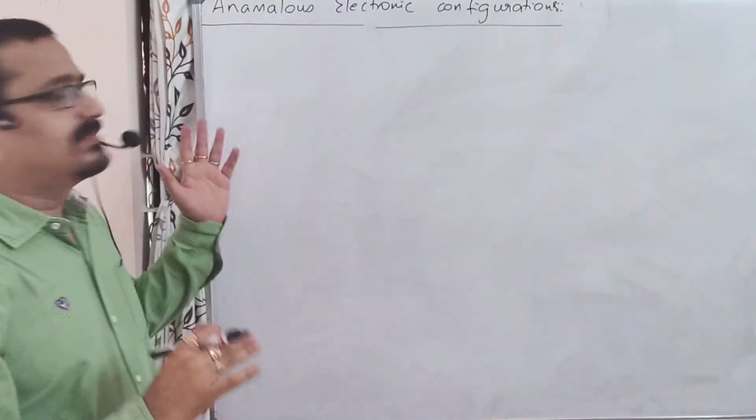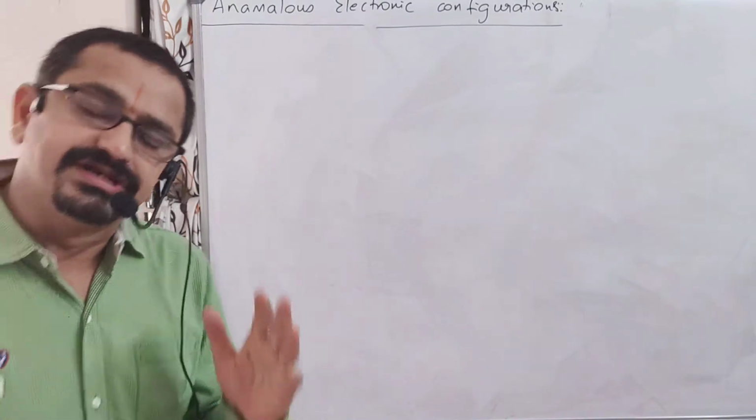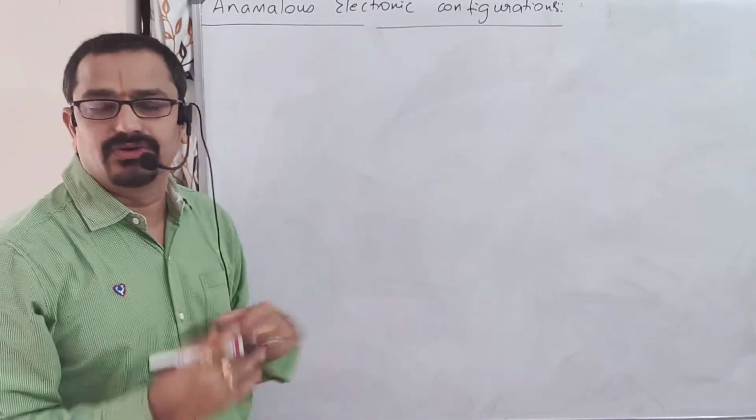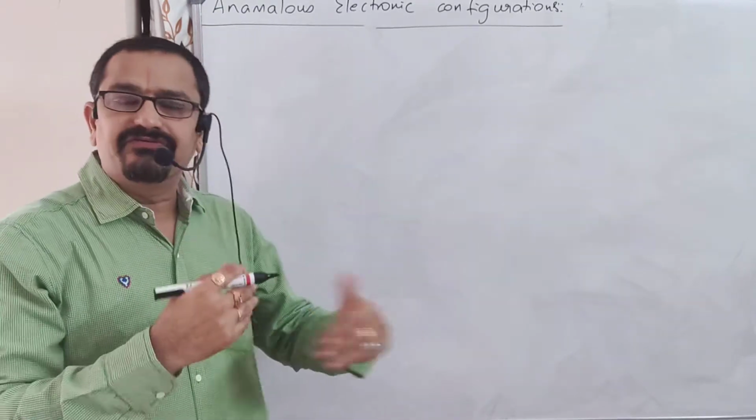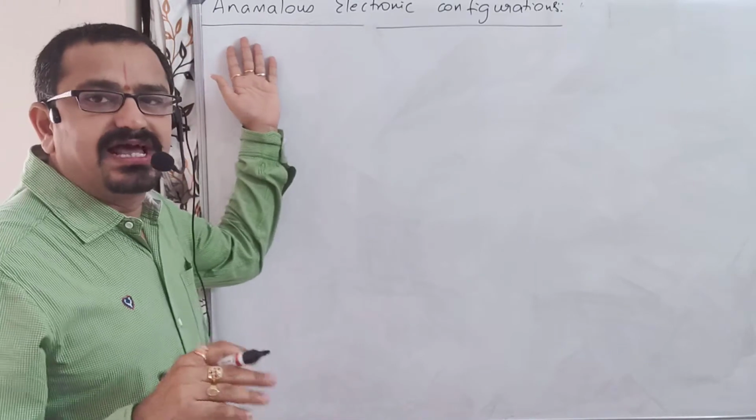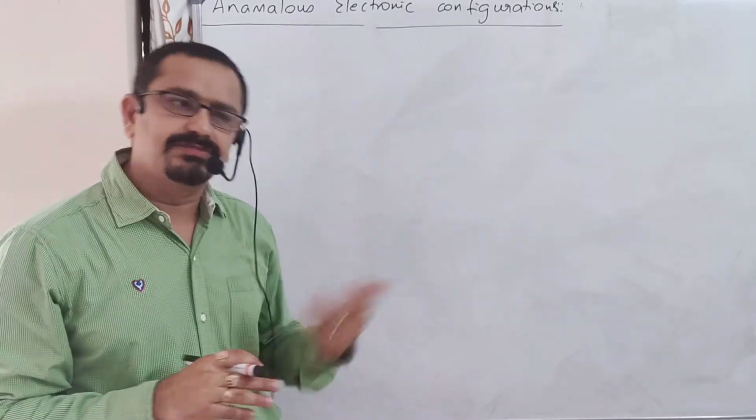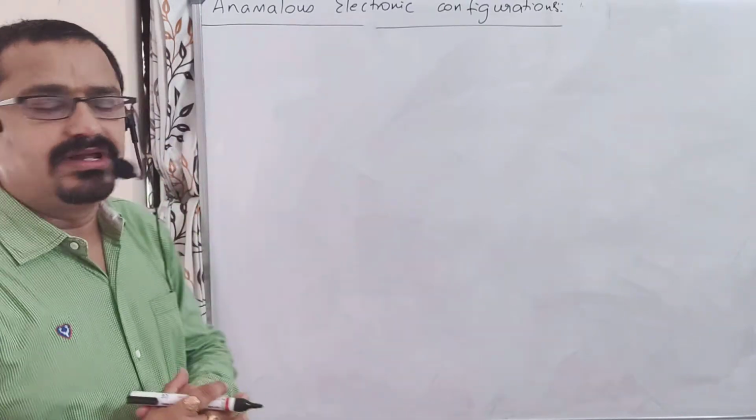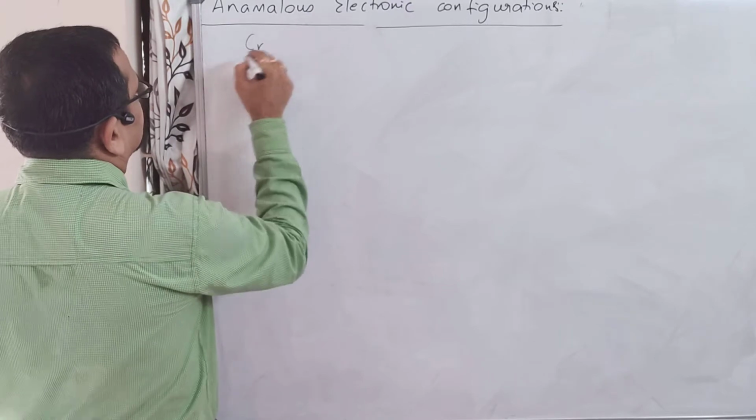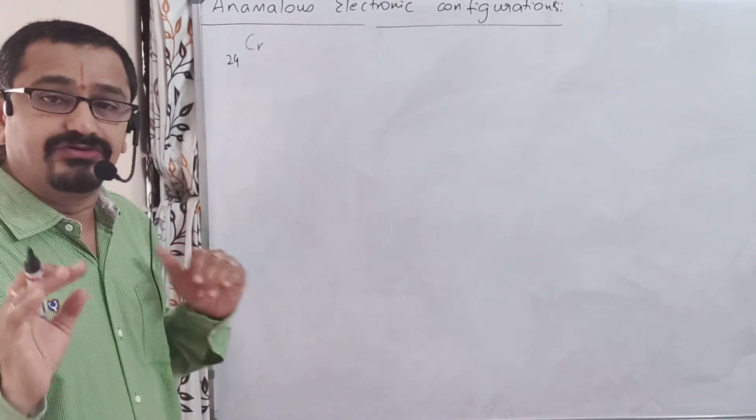When it comes to some exceptional cases in writing electronic configuration, exceptional cases means anomaly. Anomaly was noticed in the electronic configuration, different from the predicted sequence. That's why, as it is an anomaly, such configuration was named anomalous electronic configuration, also called exceptional electronic configuration. So when it comes to atomic number 24, chromium.